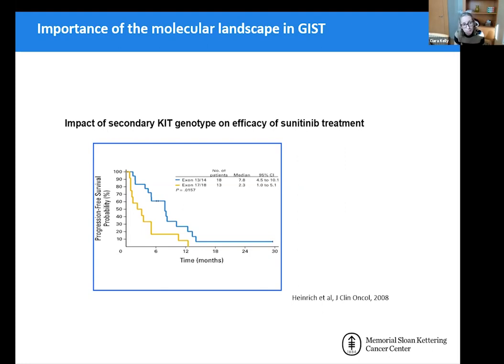The reason for this is we have seen studies where greater benefit for one drug over another has been seen based on the genetic profile of the tumor. So here was a study showing that patients with KIT secondary mutations in exon 13 and 14 seemed to do better with Sunitinib than those with KIT secondary mutations in exon 17 or 18.